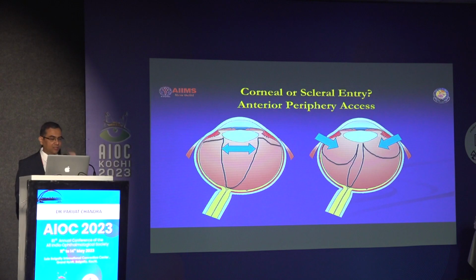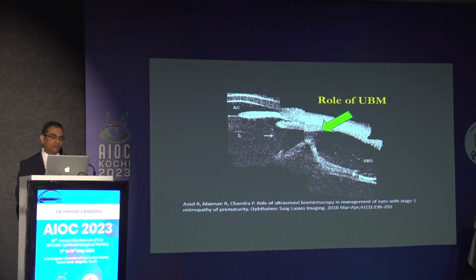And people like to operate in different ways. Some like to go from center to periphery, some like to go from periphery to center. So ultrasound might be helpful in these cases, because if you try to enter with the cannula in this kind of situation, through the posterior part, you might just end up going subretinal and creating a bigger break and a bigger problem there. So there's a role of UBM. Professor Azad published this a long time back again, that you can use UBM in stage 5 ROP to find out where exactly you want to enter.